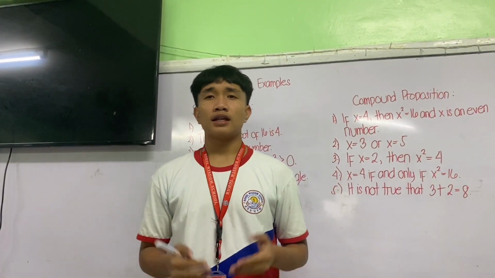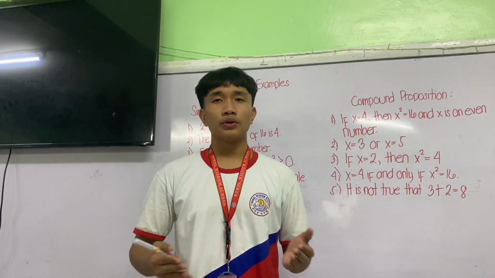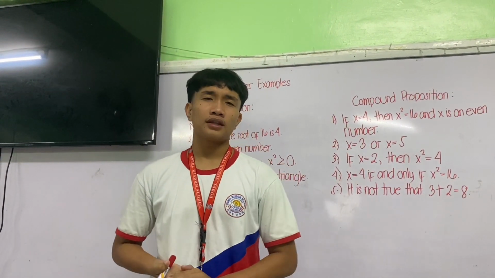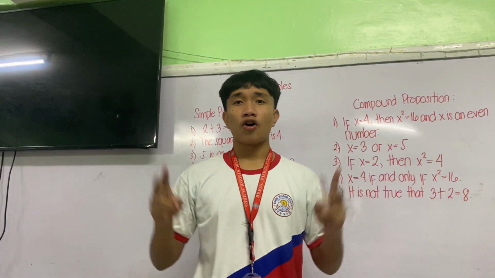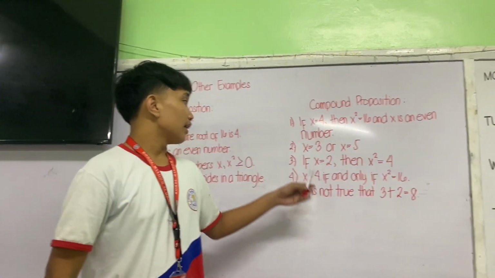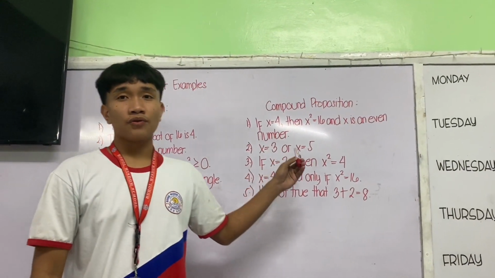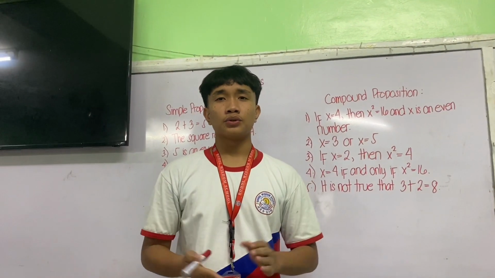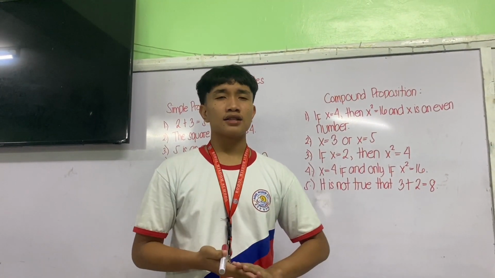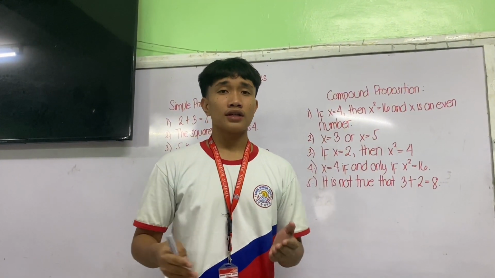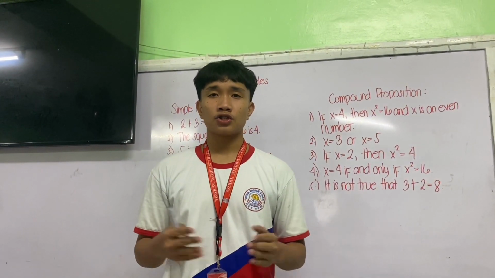The next one is disjunction, or 'or'. A disjunction is true if at least one part of the statement is true. The symbol is ∨, and it is read as 'or'. The example: x equals 3 or x equals 5. The truth value is true. The explanation is, the statement is true if x is either 3 or 5. As soon as one of the conditions is satisfied, the entire statement is true.